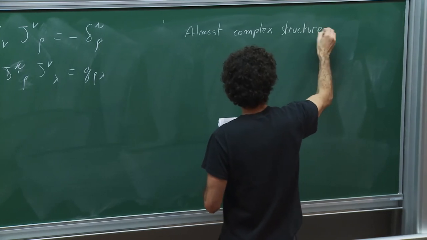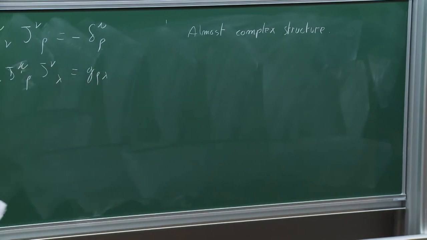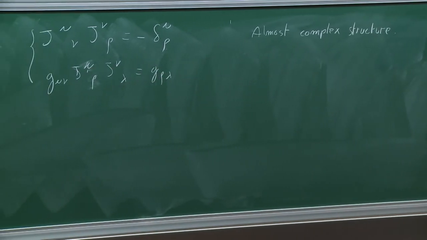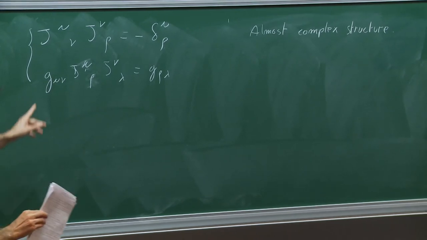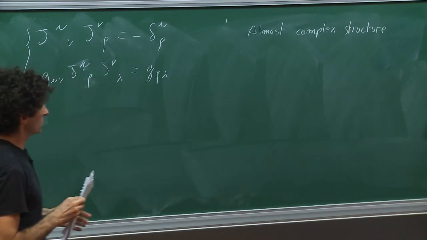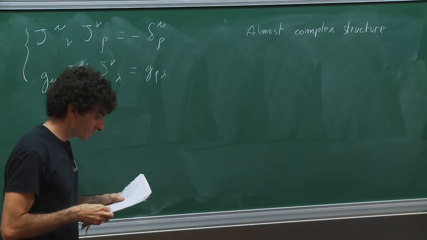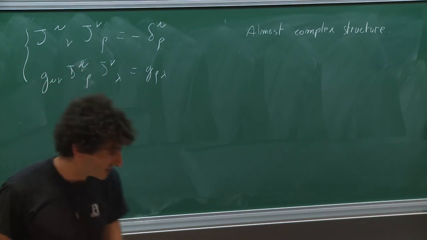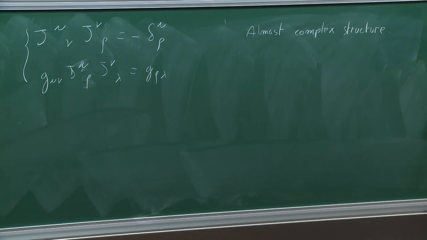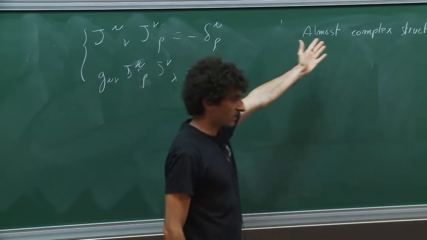This is more or less the definition of an almost complex structure, and also that the metric is compatible with this almost complex structure. Okay, so fine. From this, we can already draw an interesting conclusion: if you have a solution, then there is an almost complex structure.